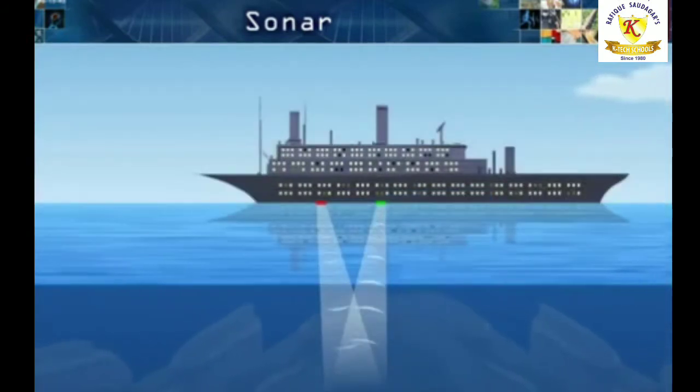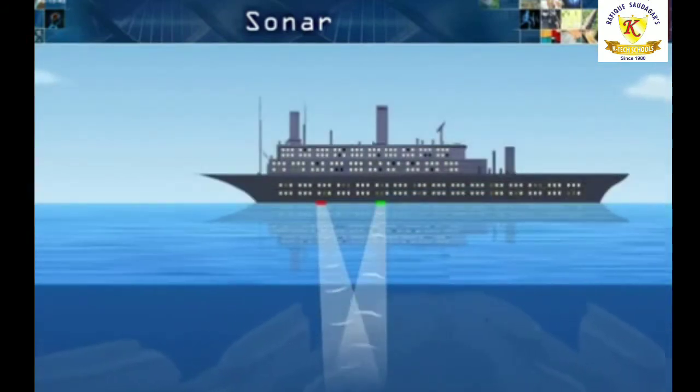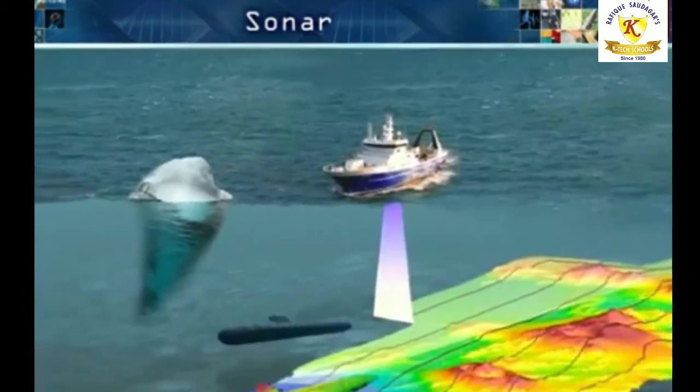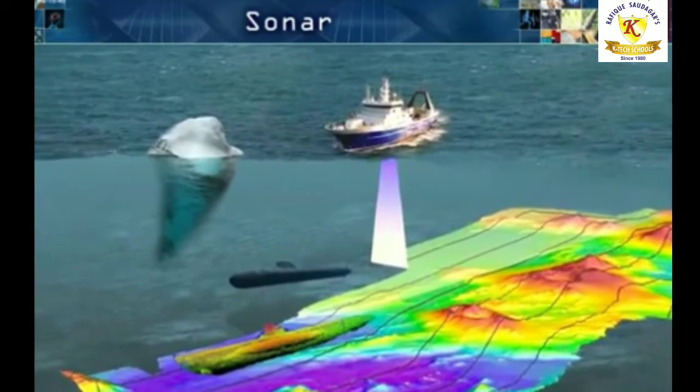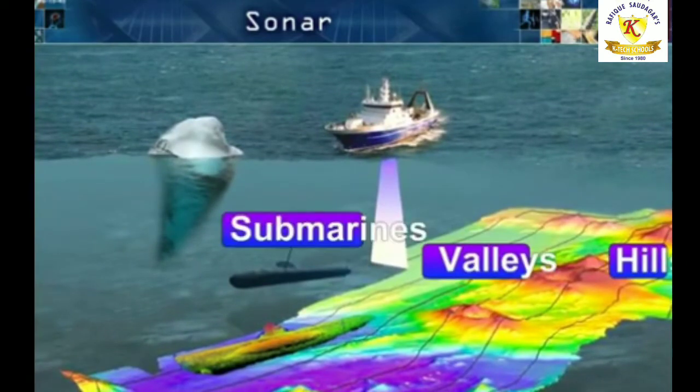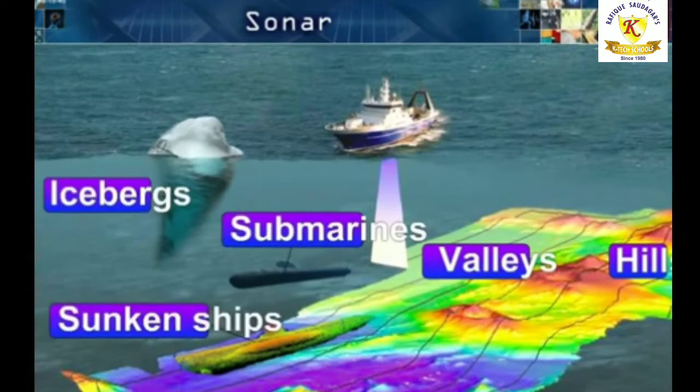So, the sonar technique is used to determine the depth of the sea. It is useful to locate underwater hills, valleys, submarines, icebergs, sunken ships, etc. I hope now the concept is clear to you all children. Okay, good. Now let's move ahead.